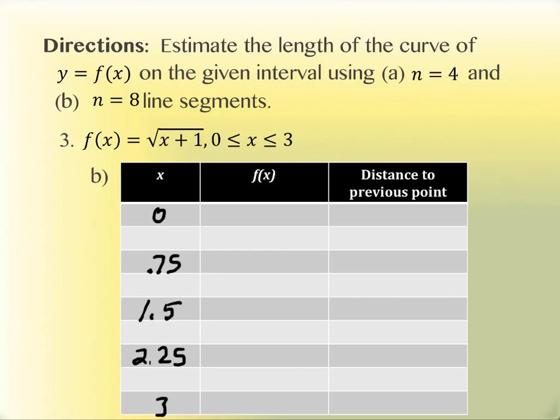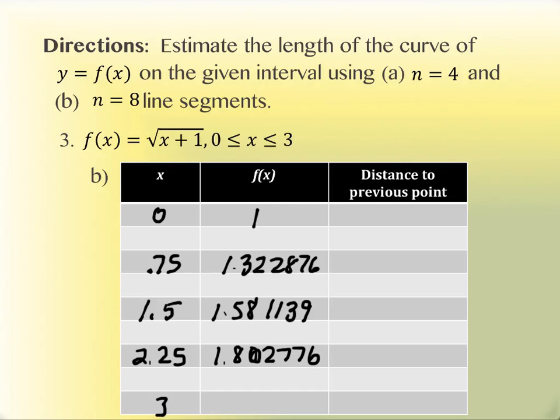Not only that, but the output values for those are identical as well. So I have this one value, 1.322876, 1.581139, and I have 1.802776. And the value for that 3 was the number 2. But we've taken those segments now and we're going to cut them in half. That's how we get 8 segments instead of 4.